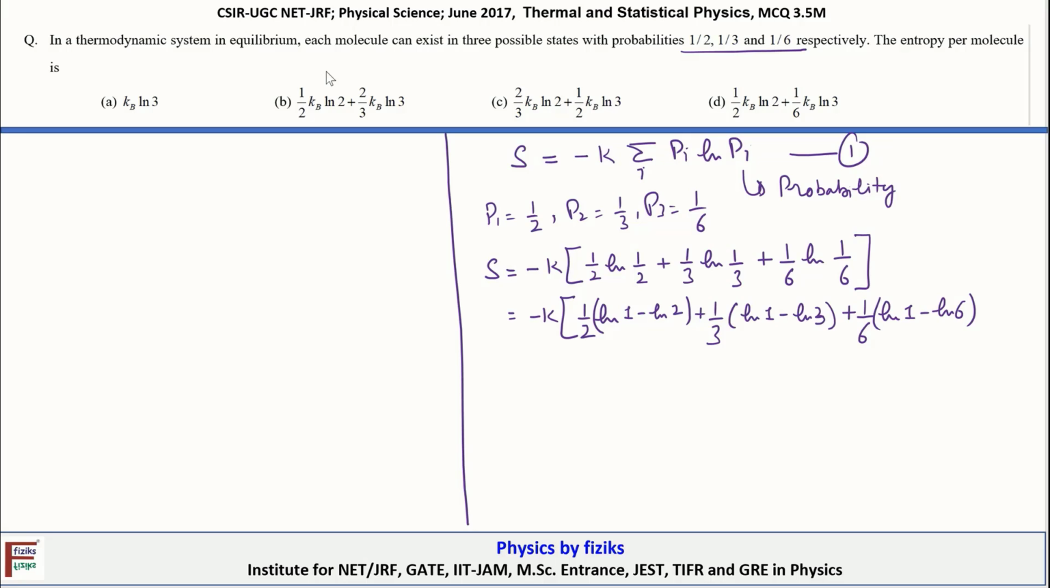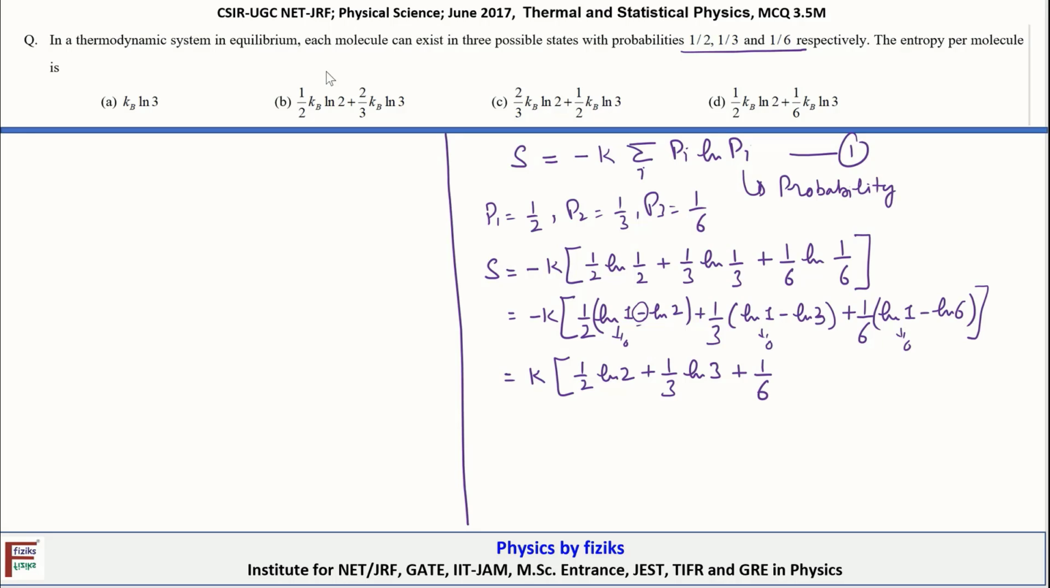Now ln 1 is 0, as we all know. So here we will have minus K and this is 0, this is also 0 and this is also 0. So minus and minus will become plus. We are having a minus inside and another minus outside, so that will become plus. So this is equal to K times (1 by 2 ln 2 plus 1 by 3 ln 3 plus 1 by 6 ln 6).